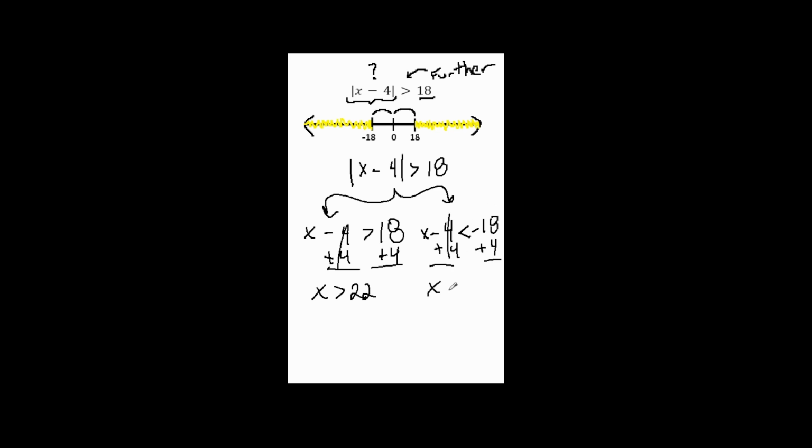X is less than negative 14. And because x can be either this, x is greater than 22, or it could be x is less than negative 14, we'll include the word or there, and this represents our solutions.